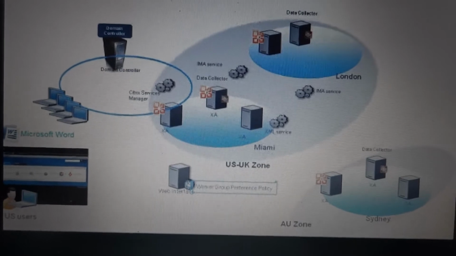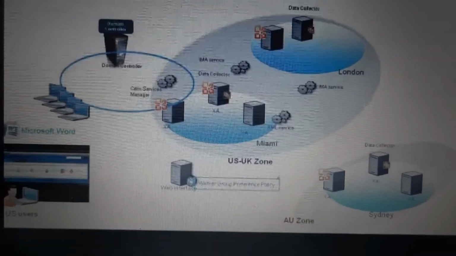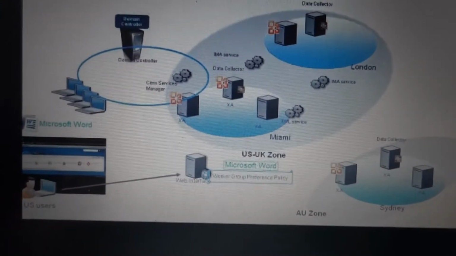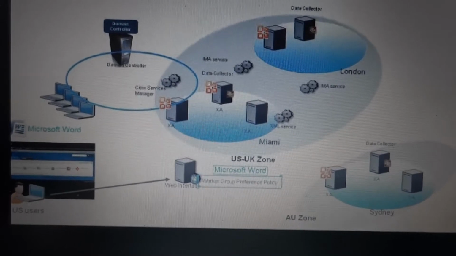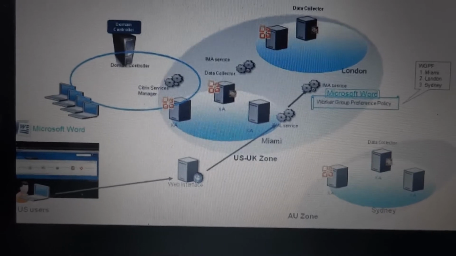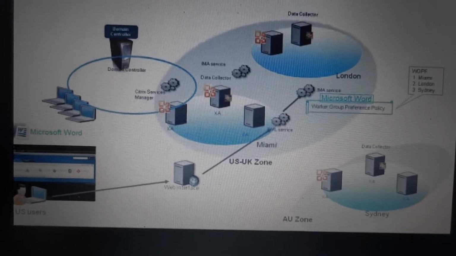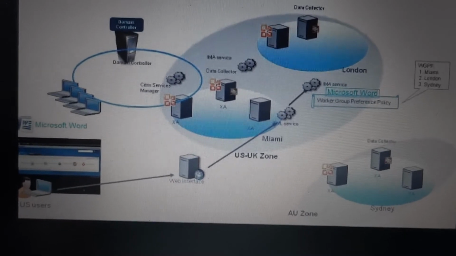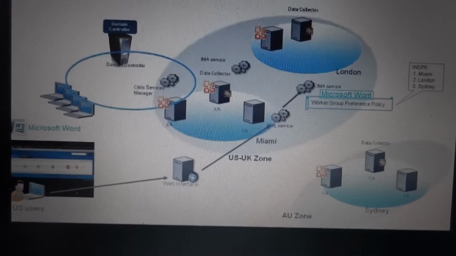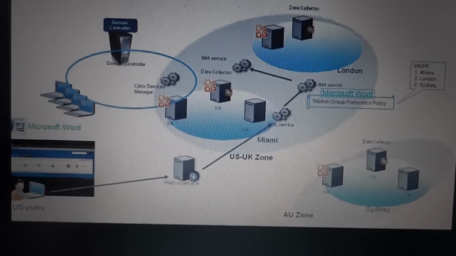Next, the user selects a particular application from the returned application set. In this case, we'll use the example of Microsoft Word. The selected application data is passed back to Web Interface, and Web Interface passes Microsoft Word and its information, together with the user's worker group preference policy, along to IMA, and on to the XML broker server. It then forwards to the IMA service on the zone data collector.